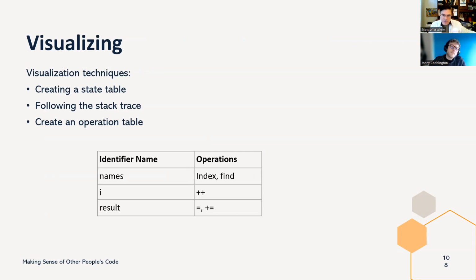Visualizing. We've looked at a couple of visualization techniques, creating a state table, following the stack trace. Another way of visualizing the program is to create an operation table. A lot of times you want to see how the variables are operated on, and that'll give you a better understanding of what's going on in the code.